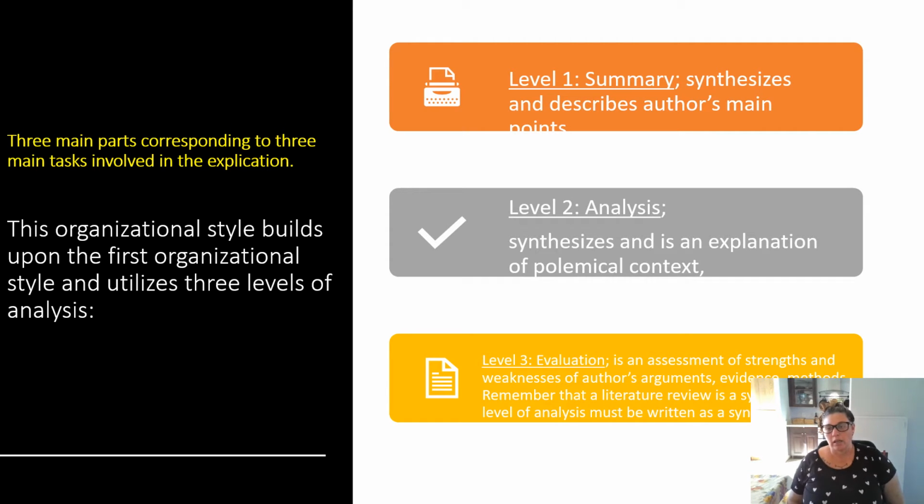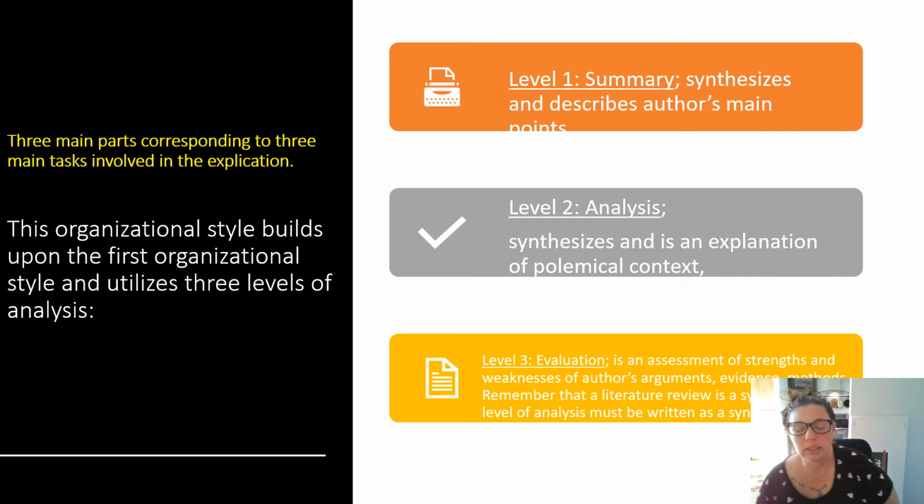It's important. So you're doing essentially the first type that I was talking about on the last page. Then you do an analysis. So that's a second level layered upon your first level. And what you're doing here is you're synthesizing and you're explaining the polemical context. So what does polemical context mean? It means you're explaining, or criticizing, or synthesizing the arguments, the way that they are constructing those arguments, that type of thing.